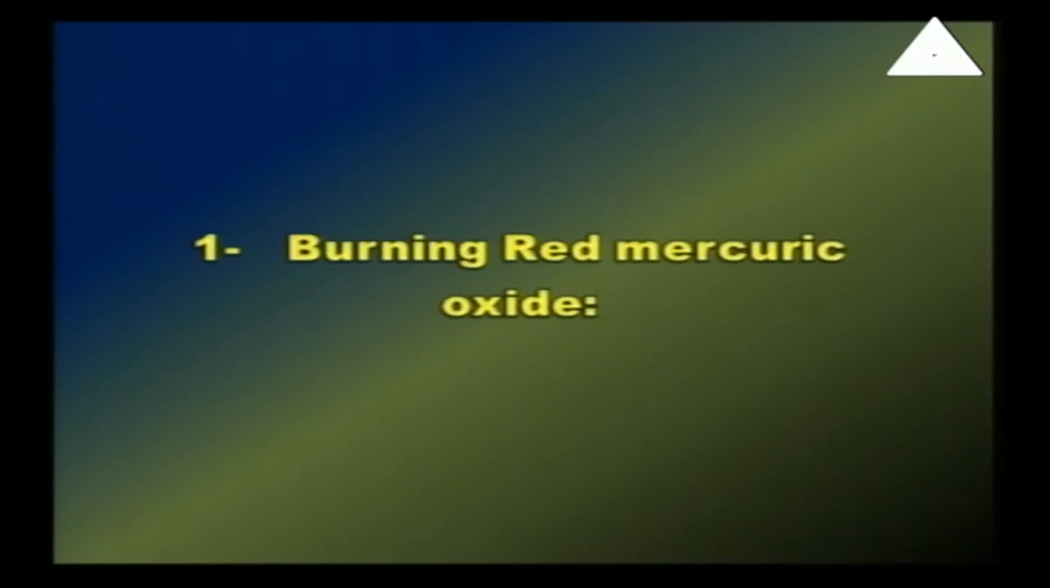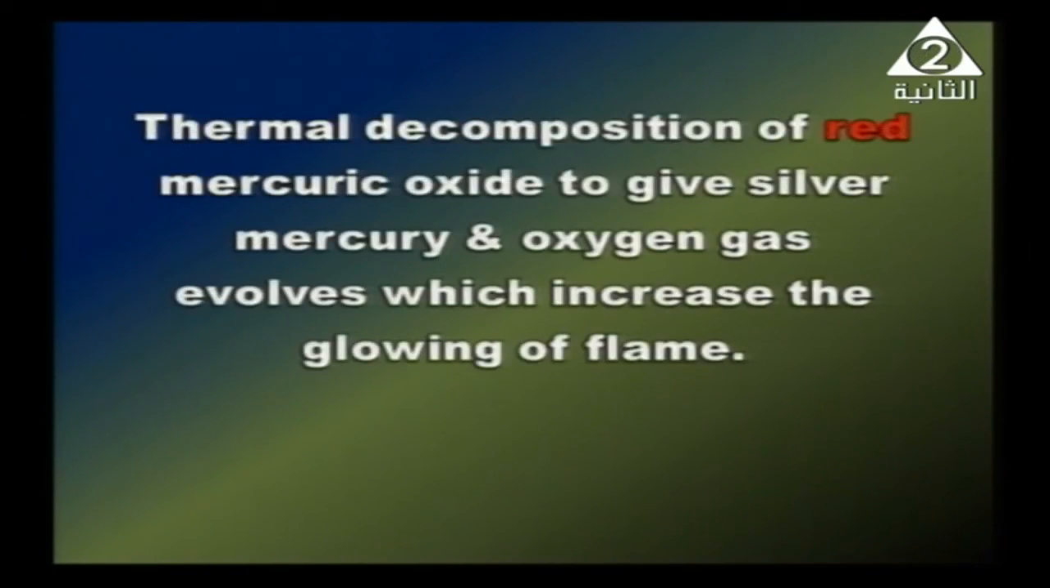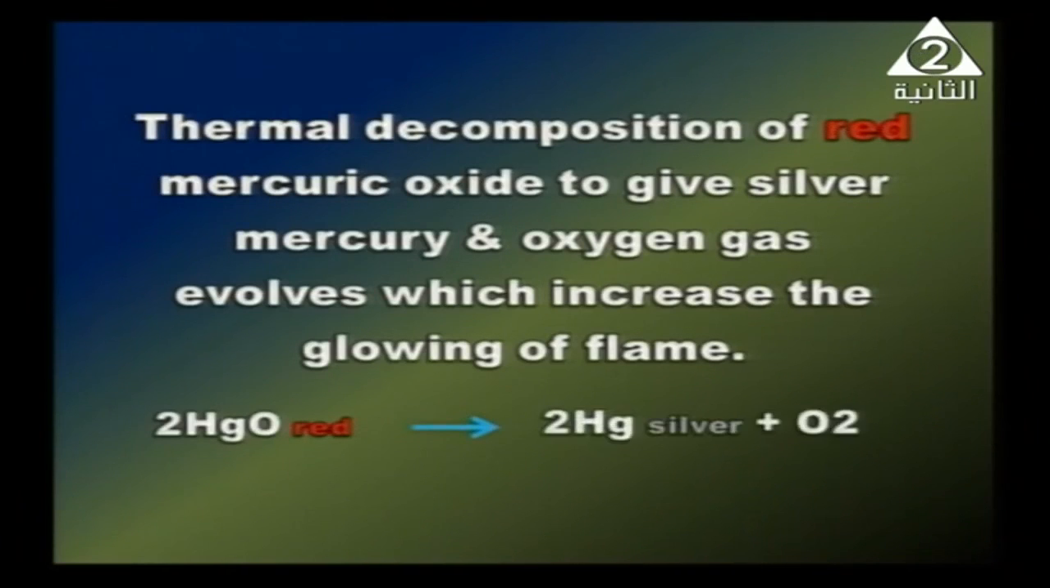Burning red mercuric oxide. What is the equation? The thermal decomposition of red mercuric oxide gives silver mercury and oxygen gas evolves, which increases the glowing of the flame. This is one of the thermal decomposition reactions.